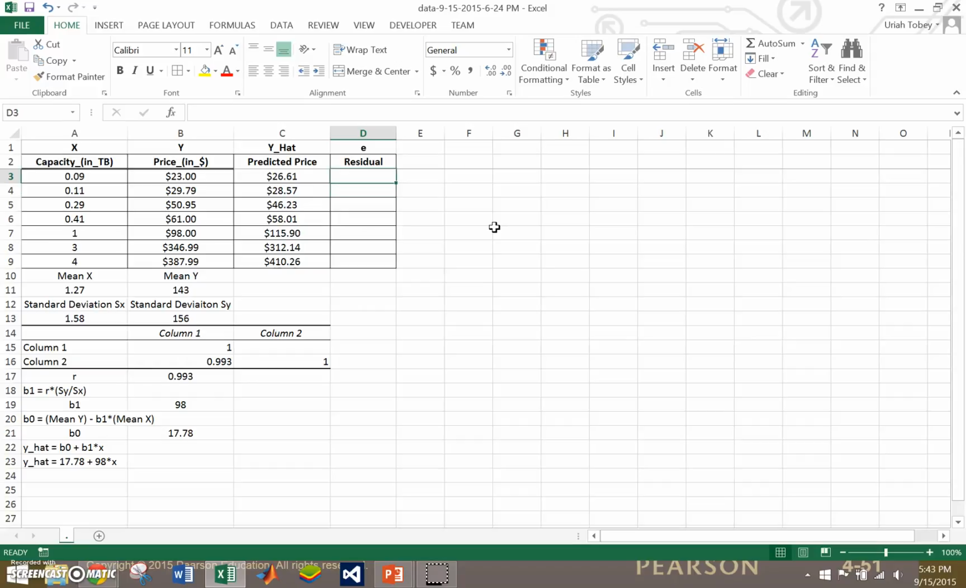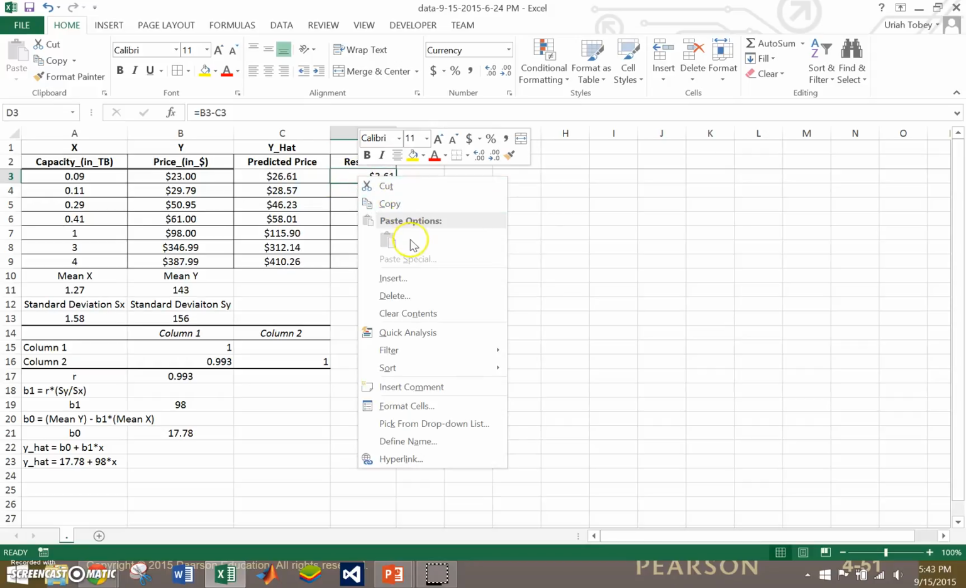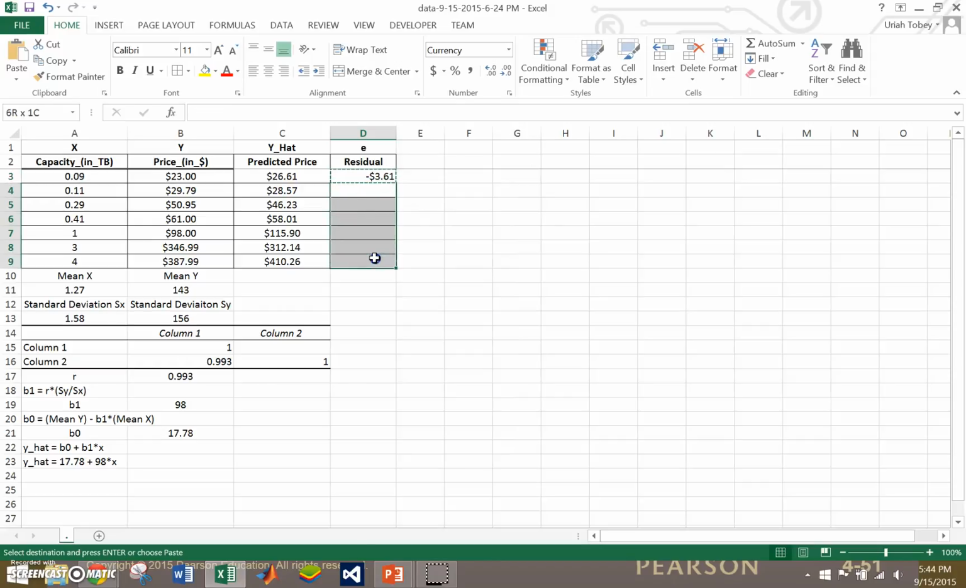Now to find the residual of each of these predictions, we're going to say equal to, well, residual is y, the actual value, minus the predicted. So we're just going to click the actual y minus the predicted y, enter, and so we can see that we were $3.61 over what it actually cost, so we overestimated. And let me just copy that and paste it down.